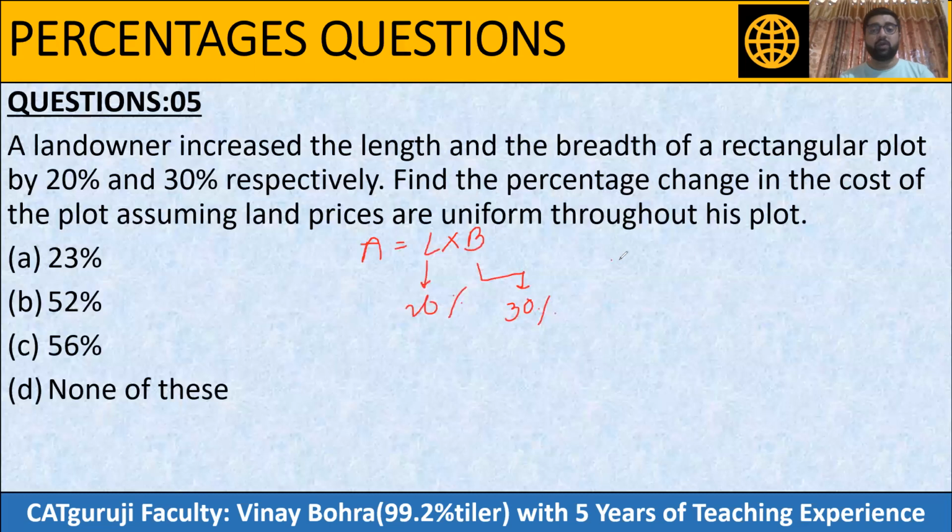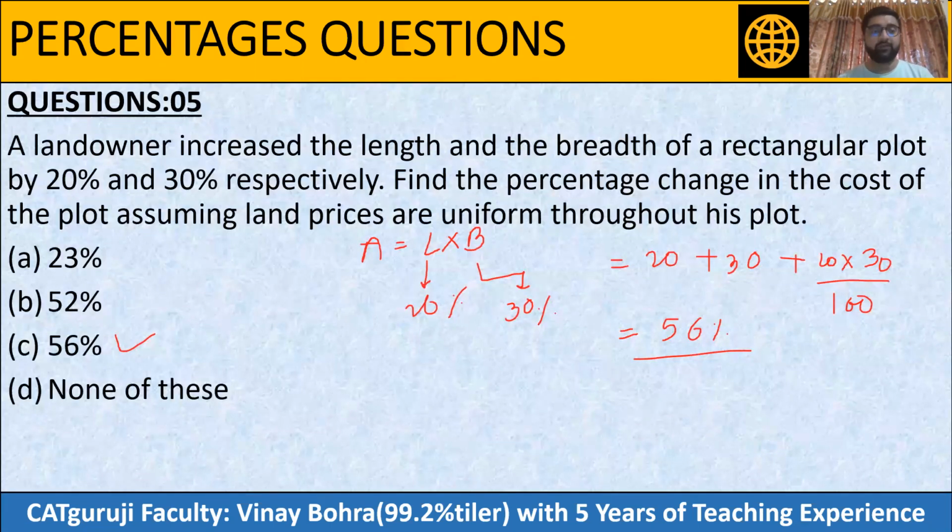So we need to find the overall change in the area. So overall change means successive increment: 20 plus 30 plus 20 into 30 by 100. So this will give us 56%. So we need not do any assumption. We need not take any 100 or 10. We can directly find the answer for this kind of question. So this is 56%. I hope this concept is very easy for you.